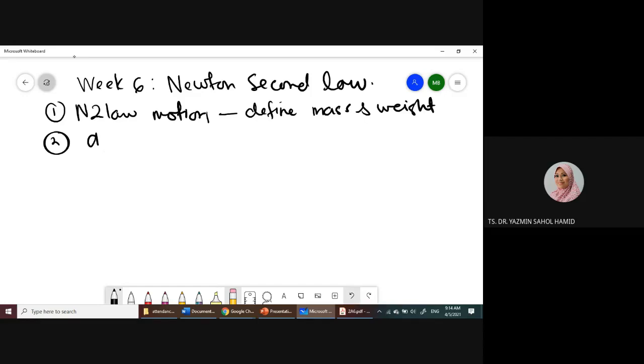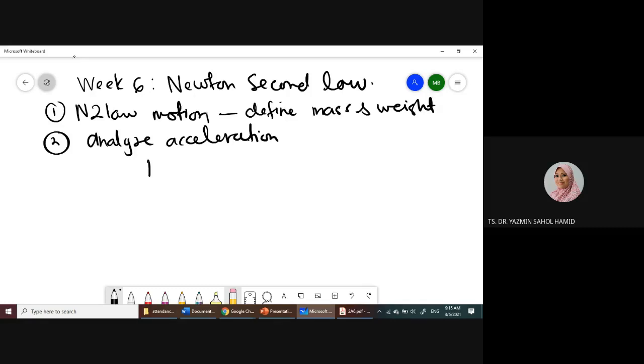Analyze the acceleration using the equation of motion. So we want to analyze the acceleration, that is our main purpose for today. Okay, now the topic Newton's second law is in topic what?